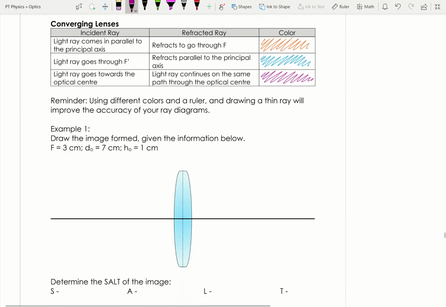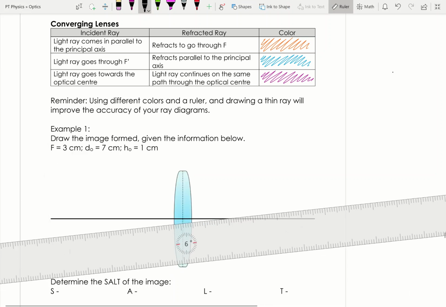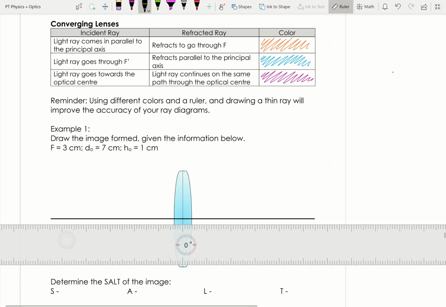Okay, so let's set up to do our first one. My optical center is always here. F is 3 centimeters. Now, if we look back a page in our notes, our F for a converging lens is to the right. So 1, 2, 3. That's where my F is going to be. Then 2F, I multiply that by 2. 4, 5, 6. And I do the same thing on the other side. 1, 2, 3, 4, 5, 6. My object distance is 7, so here's where my object's going to be.